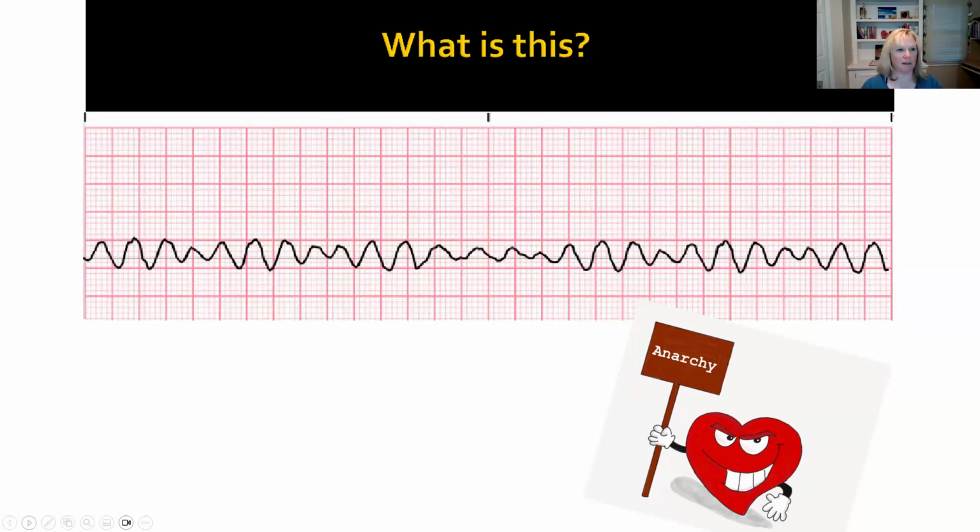So this is something that we need to treat. What's the treatment for this? Defibrillation. Exactly. Oh my gosh. Yes. KJ, shock, shock, shock, shock, shock, shock, defib. Exactly. Good.